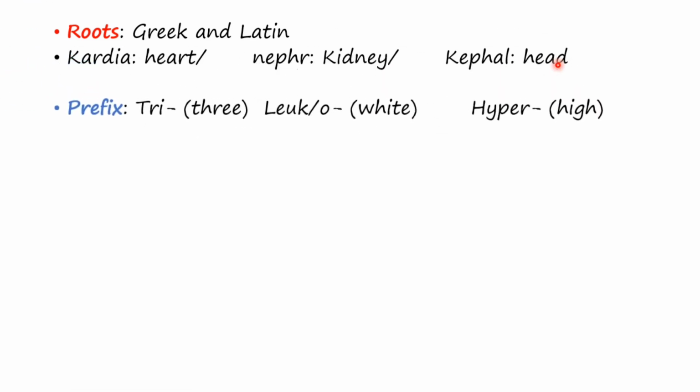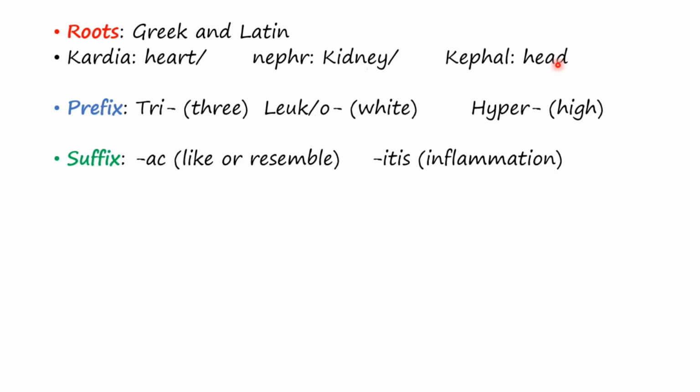Prefix. Here are three popular prefixes that are used in medical terms. Tri, that means three. For example, tricuspid. Or leuco, that means white. For example, leukocyte, that indicates white blood cells. And hyper, that means high. For example, hypertension, that means high blood pressure.